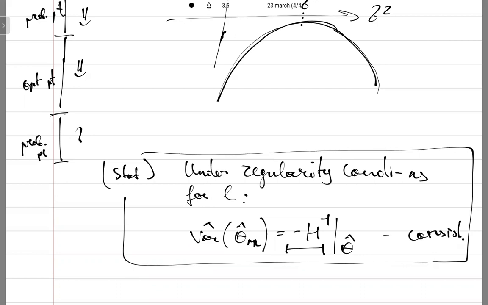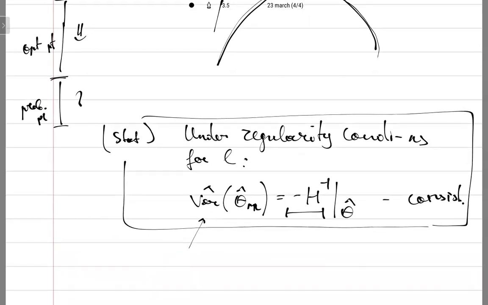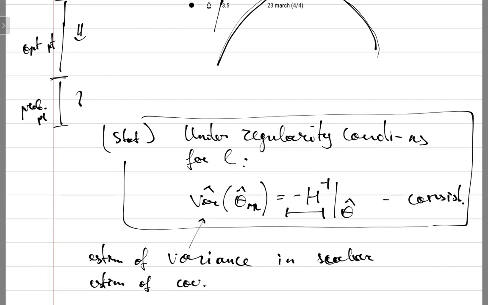So you're right that it's an estimate of variance in the scalar case, and an estimate of the covariance matrix in the vector case. Yeah, you're completely right. That's a good point.